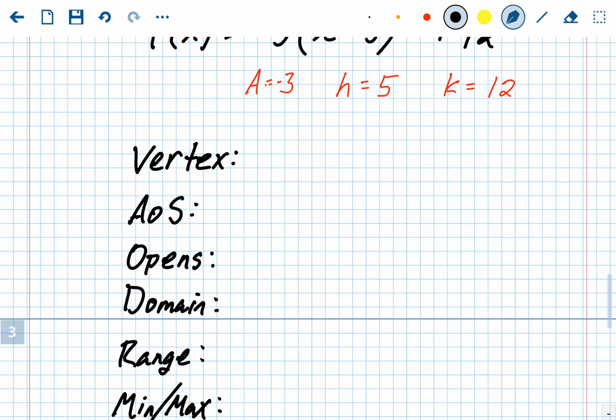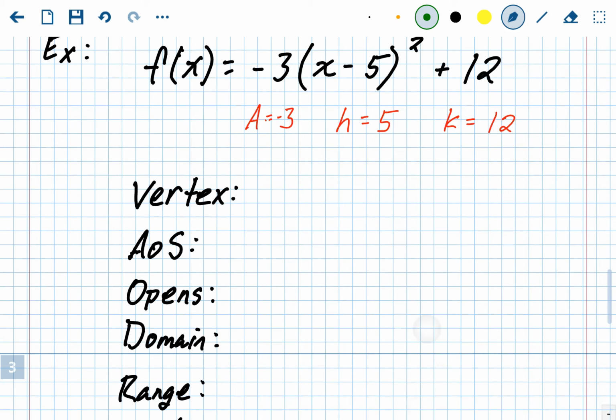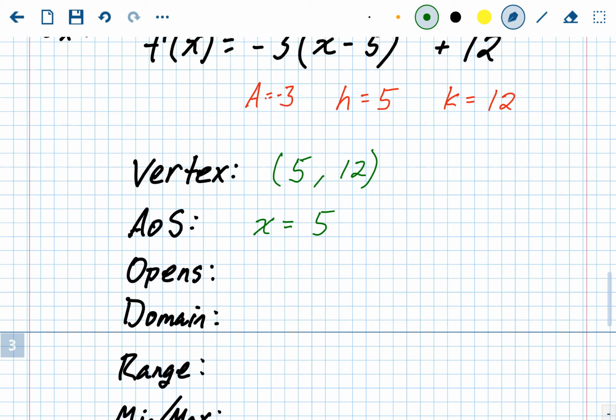All right, well, what's the vertex? The vertex is always H comma K. H is 5, K is 12, so the vertex is 5, 12. Axis of symmetry: always x equals the x value of the vertex. So x equals 5, or x equals h in vertex form. The opening depends on the a value. Our a value is negative 3, so this one's going to open down. Again, why? It's because a is less than 0. A is negative.